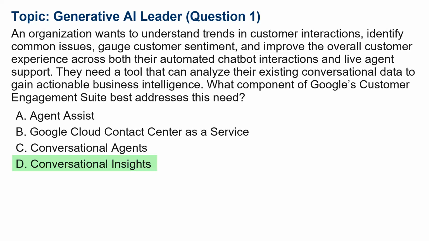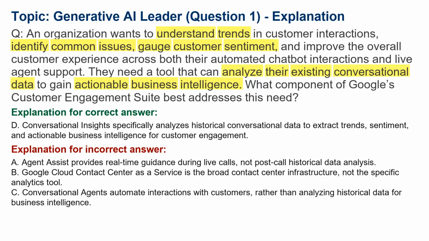The correct answer is D. Conversational Insights. To arrive at the correct answer, we focus on the keywords: understand trends, identify common issues, gauge customer sentiment, analyze their existing conversational data, actionable business intelligence. Why is this correct? D. Conversational Insights specifically analyzes historical conversational data to extract trends, sentiment, and actionable business intelligence for customer engagement. Why are the others incorrect?